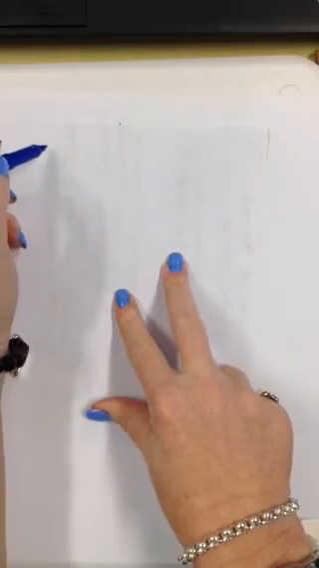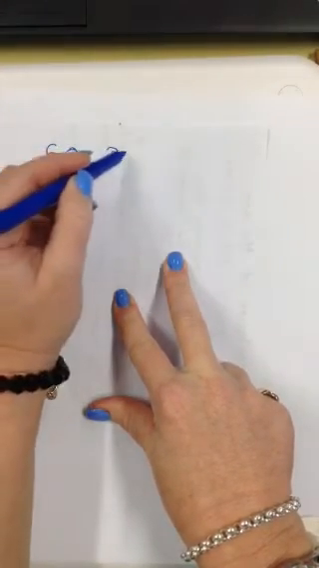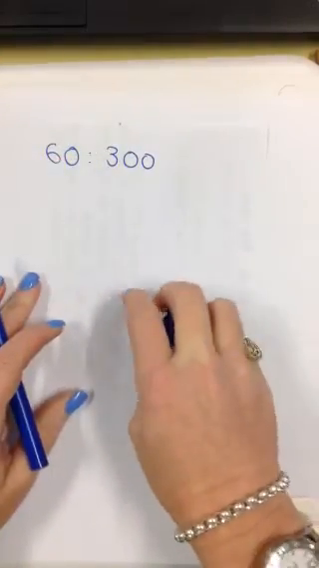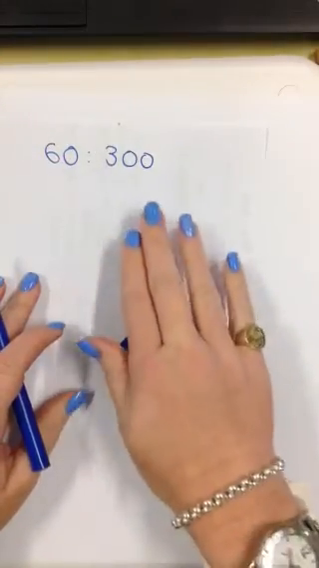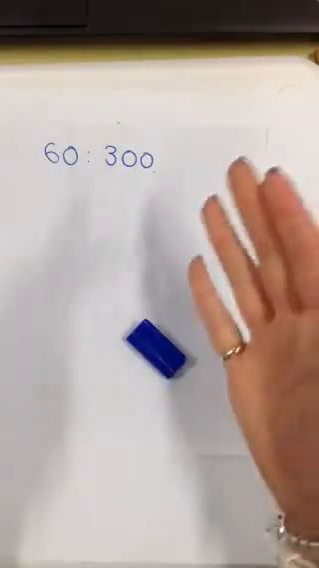Okay, so the last section on this one is simplifying a ratio. Very similar to fractions as well. So if you've got a ratio that says 60 is to 300, okay? So you've got to bring that down. Now just remember the same thing. Whatever you do to this side, you've got to do to that side. It has to be the same.